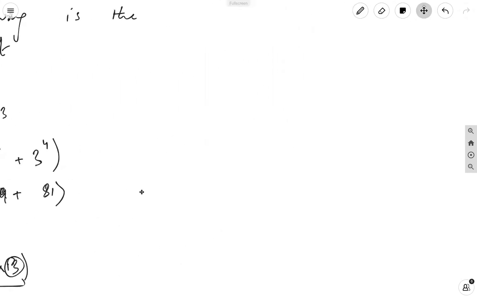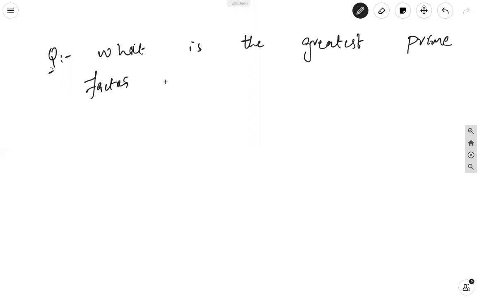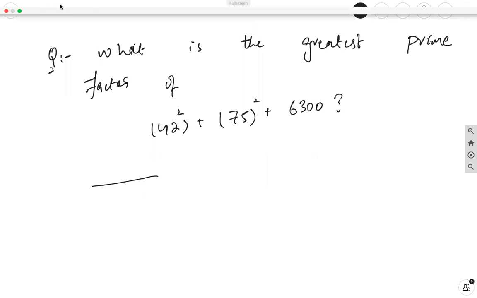Perfect. Now a similar question, but with a bit higher difficulty. What is the greatest prime factor of 42 square plus 75 square plus 6300? This is a very important question. I will repeat the question: what is the greatest prime factor of 42 square plus 75 square plus 6300? This is a very good question and it tests several properties. Okay, just take 2 minutes to solve this question.